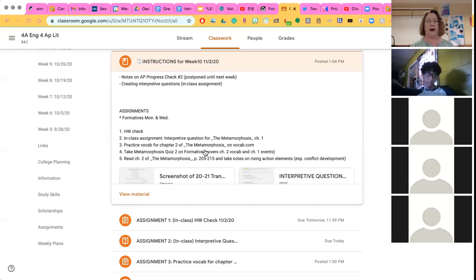We're ahead on the vocabulary because I want you to do the vocabulary before you read the chapter. Does it make sense to do it afterwards? And then it will be over chapter 1, which you should have read by now. So this week, quiz number 2 is on chapter 2 vocab and chapter 1 events. That's on Formative also, just like last week.